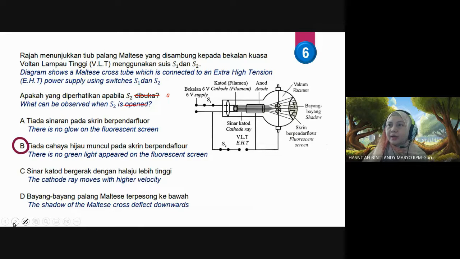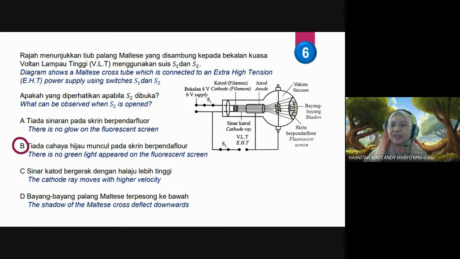What happened? There is no green light appearing on the fluorescent screen. Right? This one is open, S2. The question is the same. Sorry, this question has a slight mistake. So I think for question 5 and question 6, there is no green light appearing on the fluorescent screen. You can ignore this question.